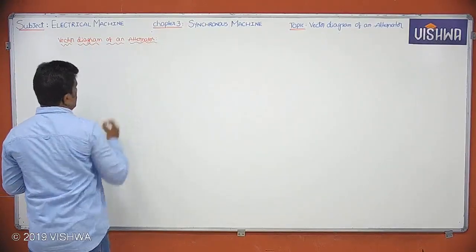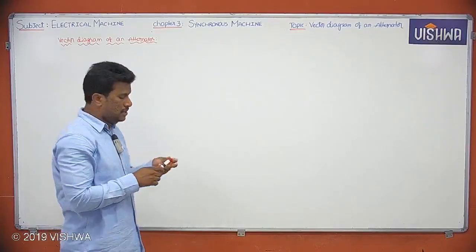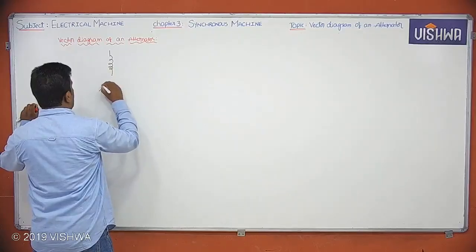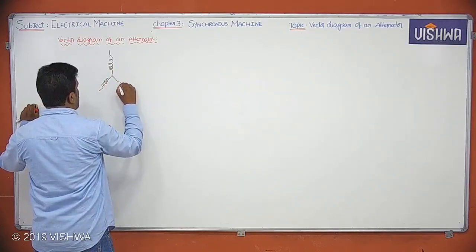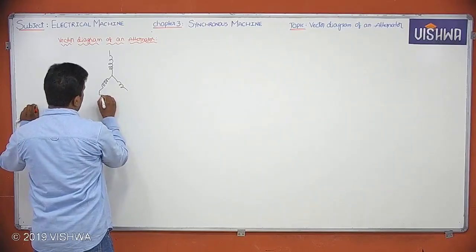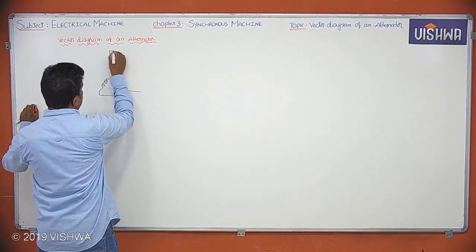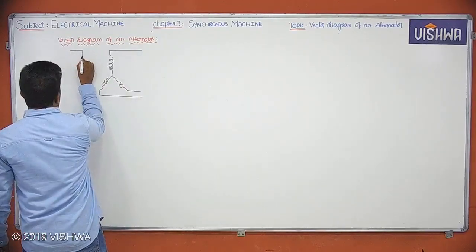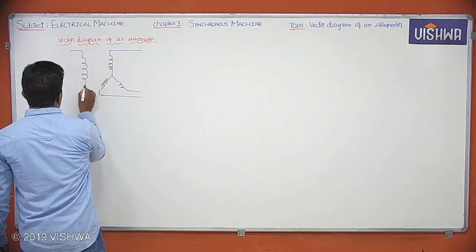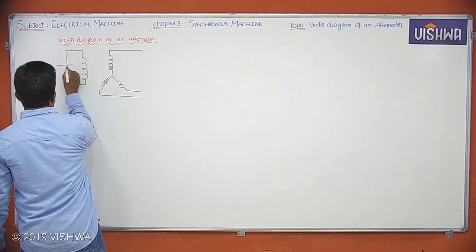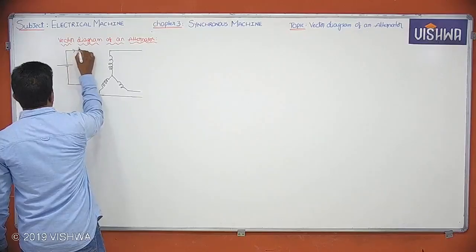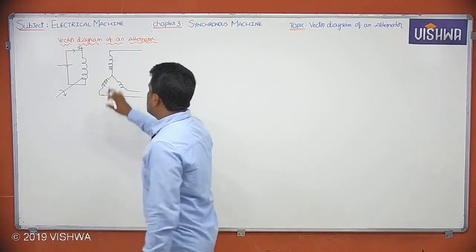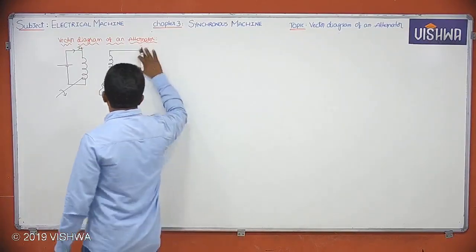We know in a synchronous machine, generally we will be placing the armature winding on the stator. So let me take the armature winding, which is on the stator. Armature winding also generally will be in a star connection. Now we will be placing the field winding on the rotor. To this field winding, we are giving DC supply for excitation. So this field winding is placed on the rotor, right? Armature is placed on the stator, right?